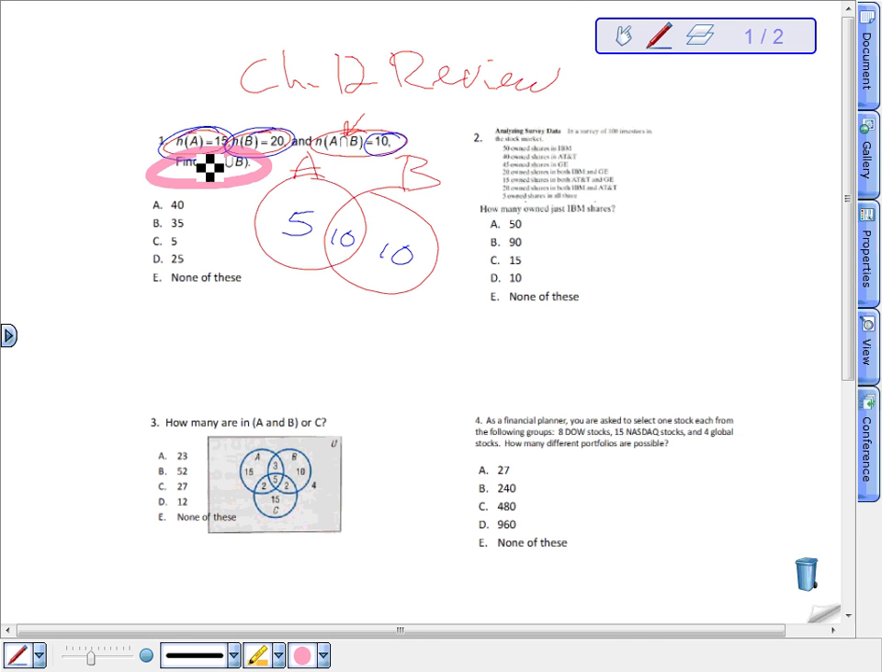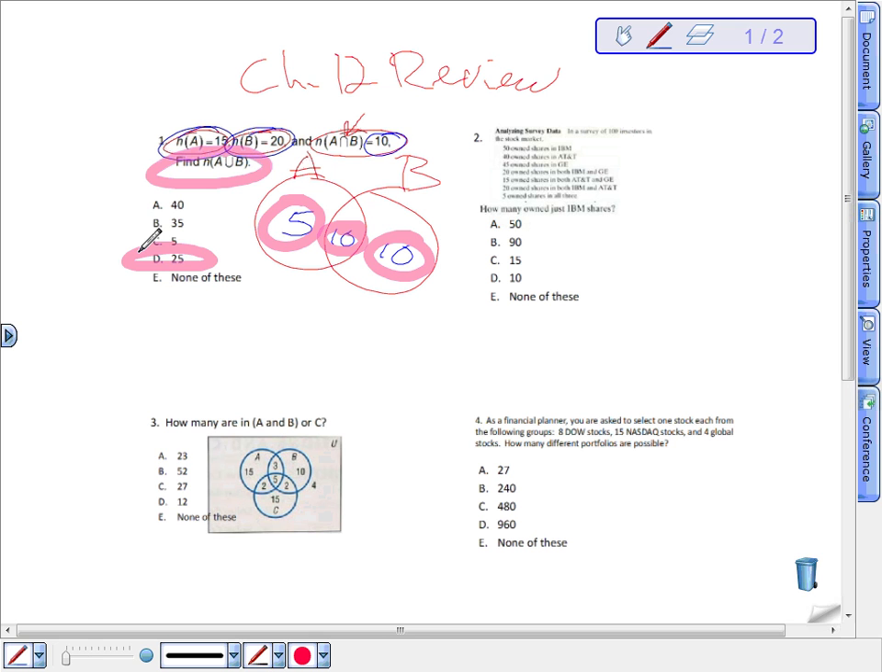The question asks for A union B. Union means in A or B. Well, A or B, there's 5 exclusively in A, there's 10 exclusively in B, and there's 10 in the intersection. So there's a grand total of 25 people that are in A or B. So the correct answer there was 25. Just be aware of Venn diagrams.